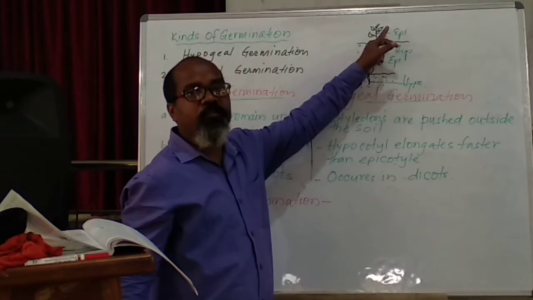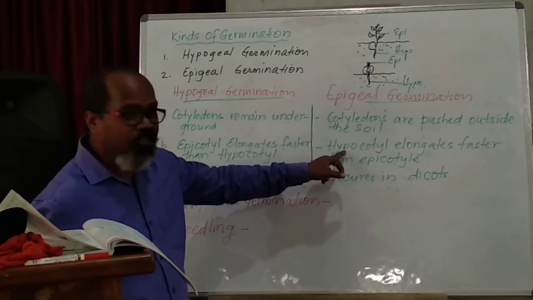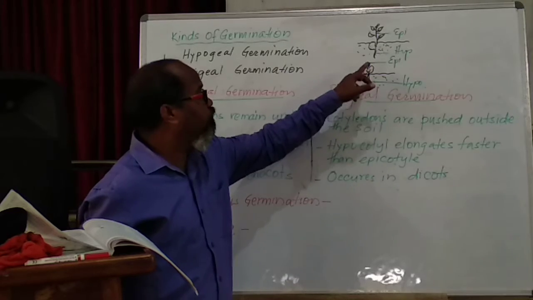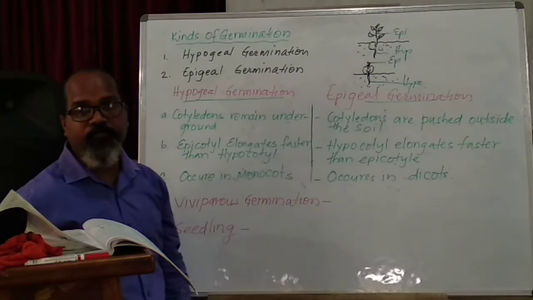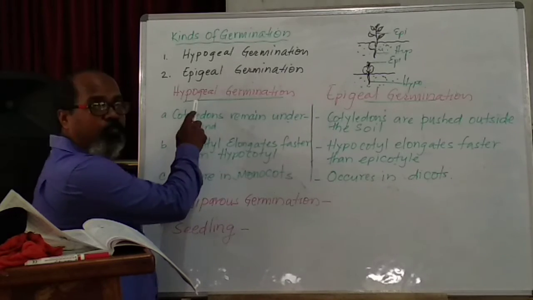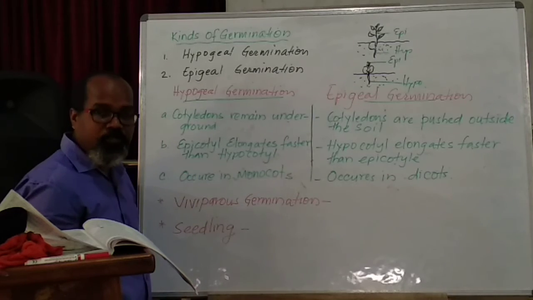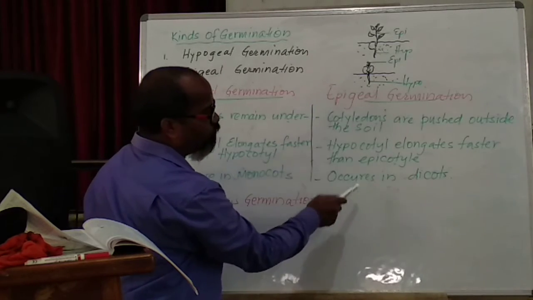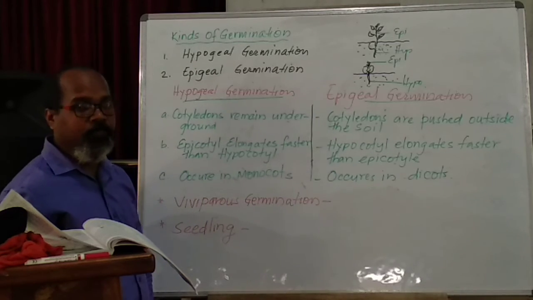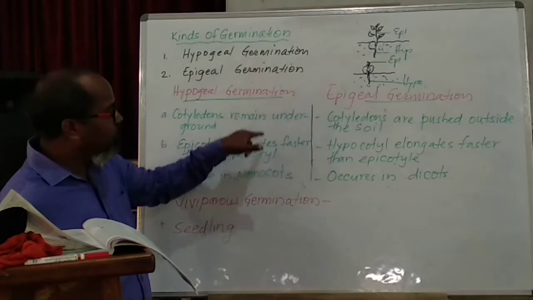In hypogeic germination, epicotyl elongates faster than hypocotyl. In epigeal germination, it's just the opposite. Hypocotyl elongates faster than epicotyl. Third, usually hypogeic germination occurs in monocot seeds, and epigeal germination occurs in dicot seeds. Students, do you understand? Two types of germination and the differences.